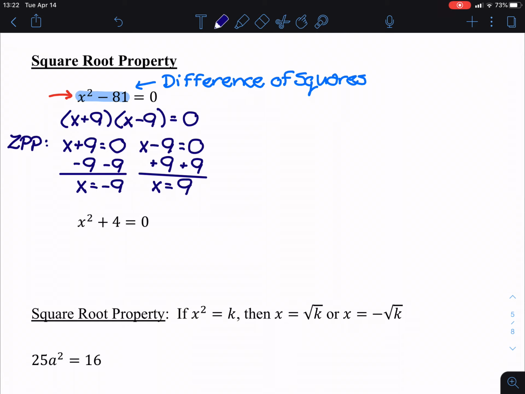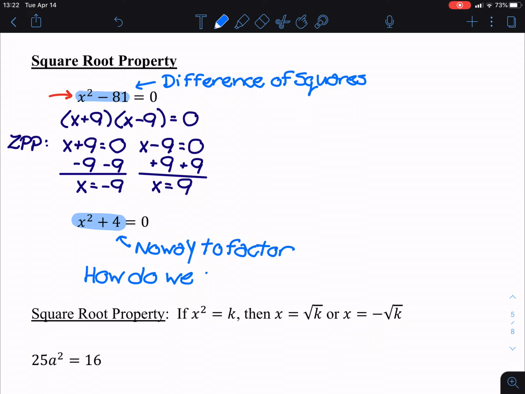Now then, on the other hand, if I take a look at x squared plus 4, that's a sum of squares. We don't have a way to factor this. So how would we solve a problem such as this? The answer to that is we're going to use what's called the square root property.